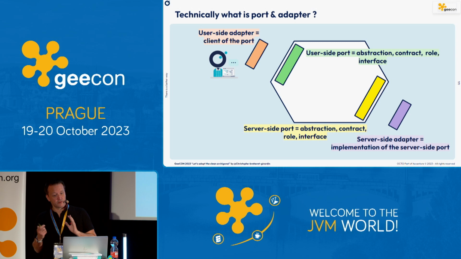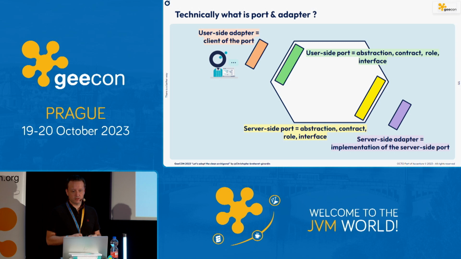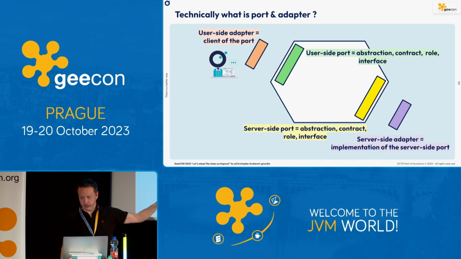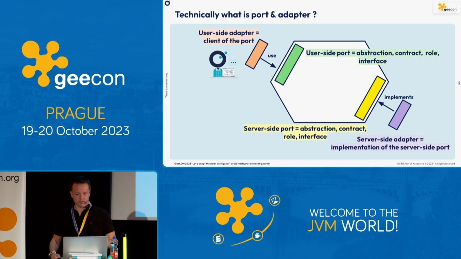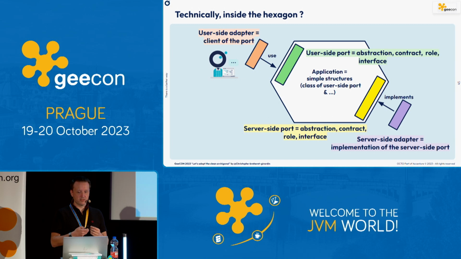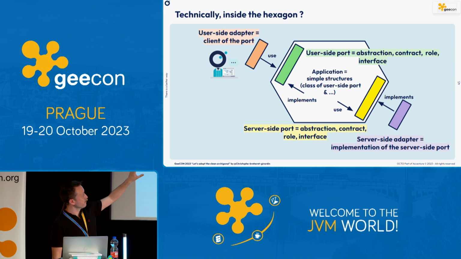So what's a port in Java? In Java, it's an interface. So we have an interface on the left and an interface on the right, and the adapter on the right is the class that implements the interface. And the adapter on the left is a class that uses the interface. The implementation of the interface on the left is inside the hexagon. So implement, use. Inside you have a simple structure, you have the implementation, but it doesn't tell you what to do inside the architecture. Alistair said, I don't care, do whatever you want inside, spaghetti code. And on the outside, I don't care either, so do whatever you want. So you have a class that implements this interface and uses the other interface.